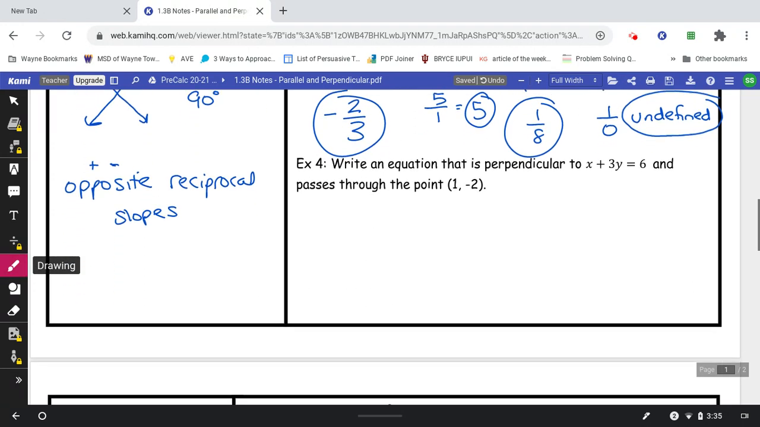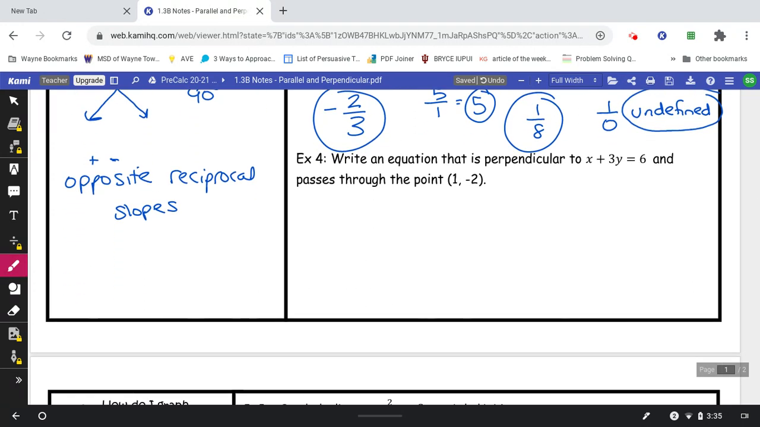For example number 4, write an equation that is perpendicular to this equation and passes through the point 1, -2. So anytime you're dealing with parallel and perpendicular, you have to work with the slope. So I'm going to start with this equation, and I'm going to solve for y. Put a little 1 in front of this x here. See if you can solve for y for that equation.